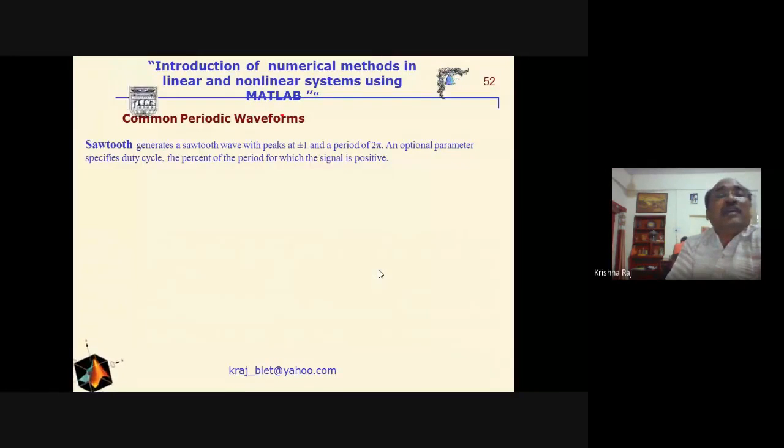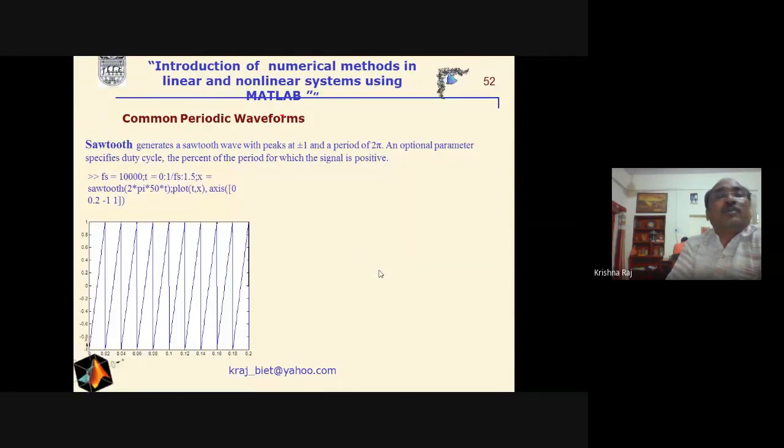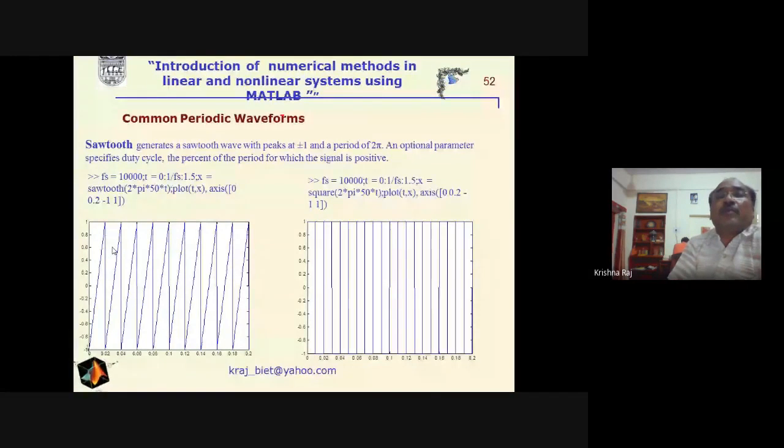Now if we are interested in generating the sawtooth, it is a very simple function, again described here: the frequency of that signal, and the range of t or the t vector. Write down the sawtooth and you will get the sawtooth here. The same is true for the rectangular or square wave. For the square wave, we can use the square command, and we will get the result here.